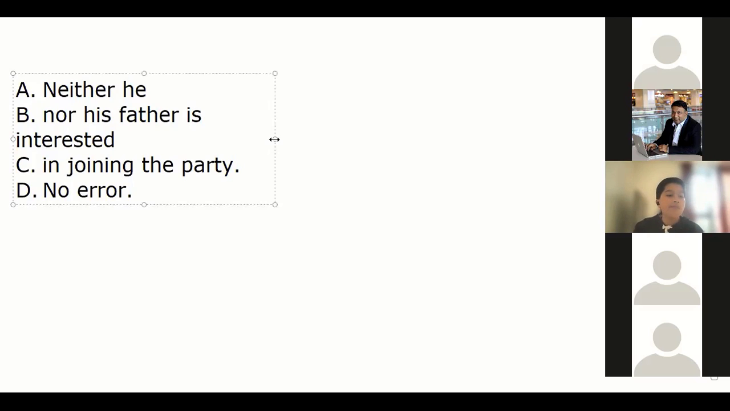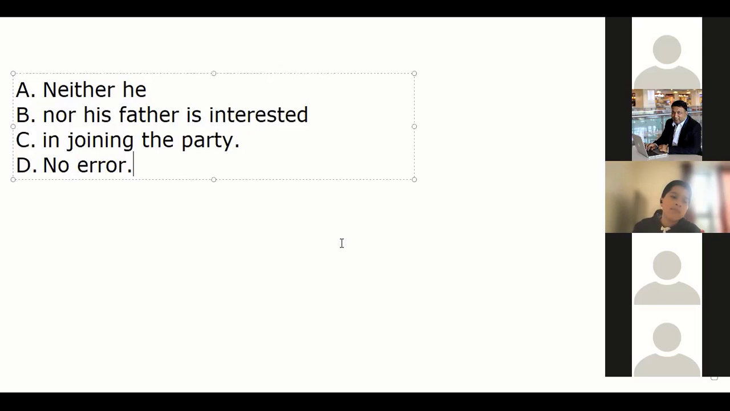Neither he nor his father is interested in joining the party. No error. Tell me. Neither he nor his father. And remember, we have done subject verb agreement for neither nor, if you remember. We have those kinds of rules. Neither he, neither this, neither that, neither he nor his, like this.